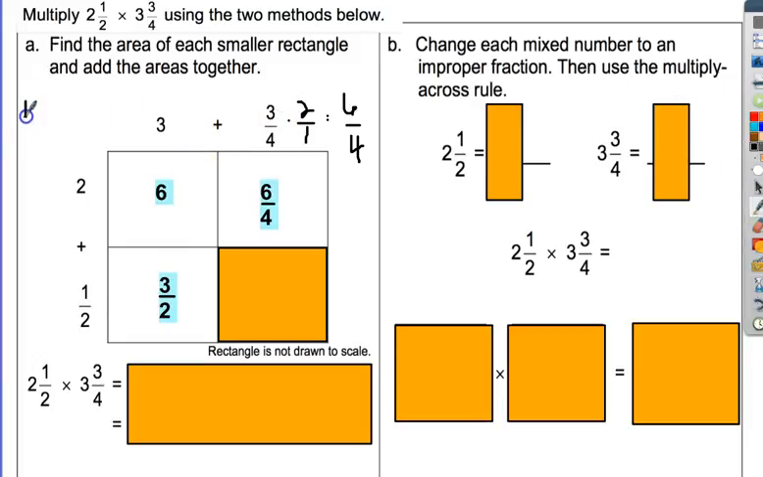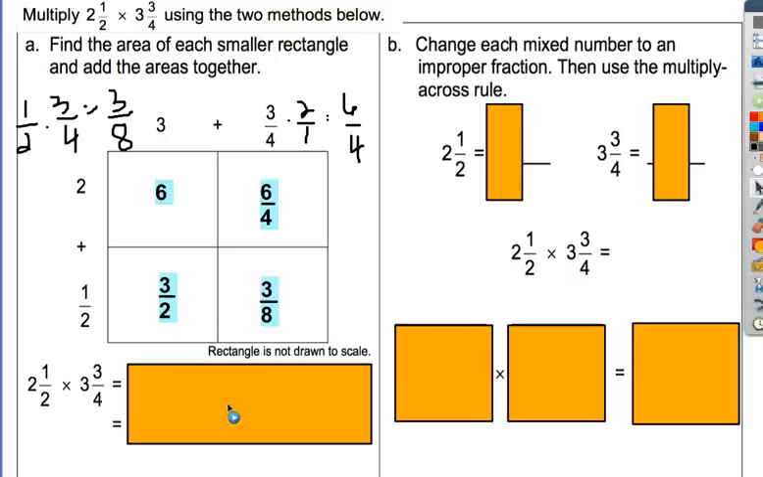Well, remember we said the multiply across rule. 1/2 times 3/4. We've talked about this already. When you multiply fractions, you multiply numerators, and you multiply denominators. 2 times 4 is 8. And that's called the multiply across rule. So 1/2 times 3/4 is 3/8.